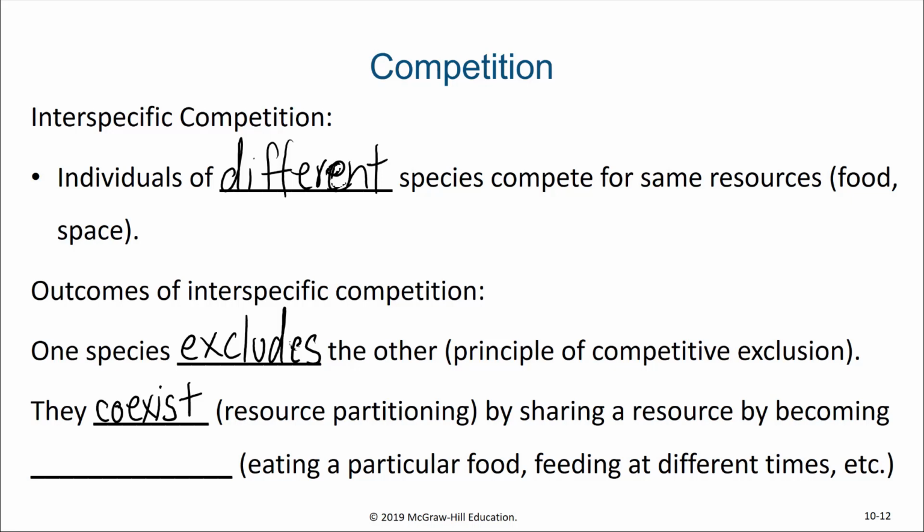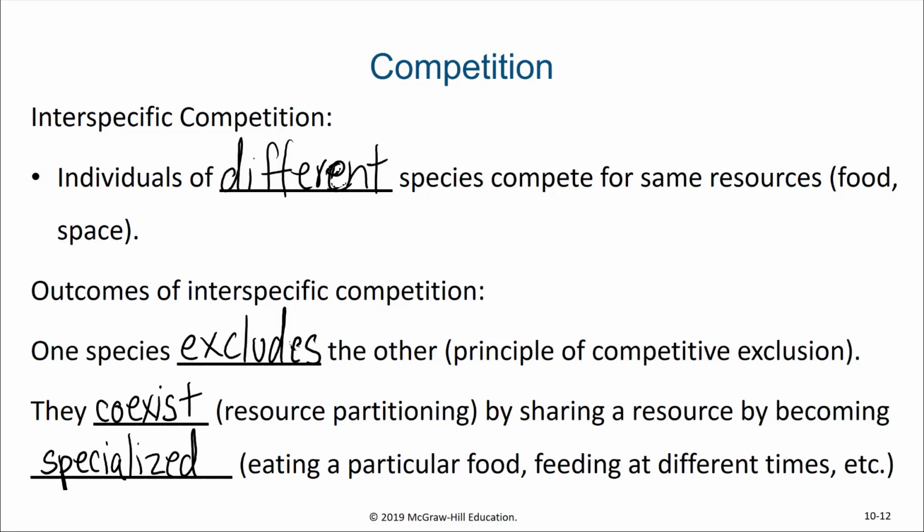They coexist by sharing a resource, by becoming specialized. So there's resource partitioning, or these populations start using different aspects of that resource. And some can even change, either starting to eat a different food or feeding at different times. By specializing and partitioning this resource, it can allow species that otherwise were in direct competition to now coexist.